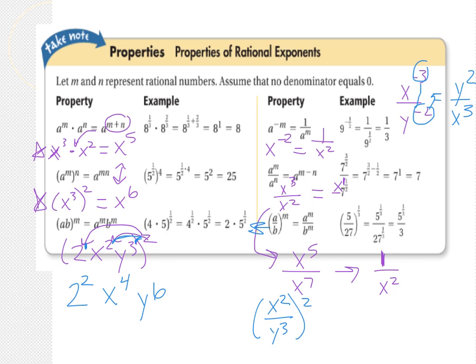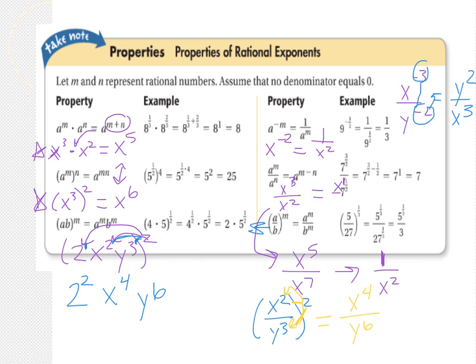Give it to everyone on the inside. This squared has to go on top and on bottom. So this would be equal to x to the fourth, because 2 times 2 is 4, over, if I go 3 times 2 would give me 6.